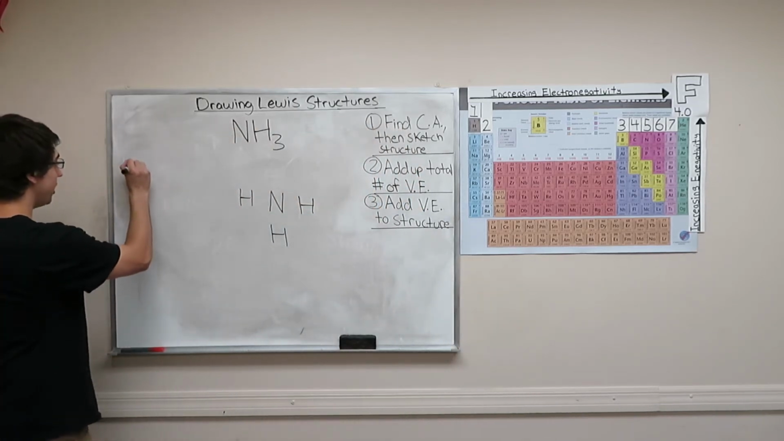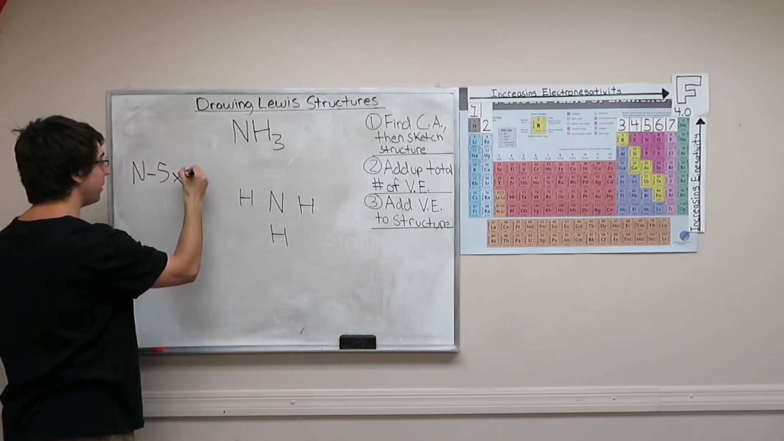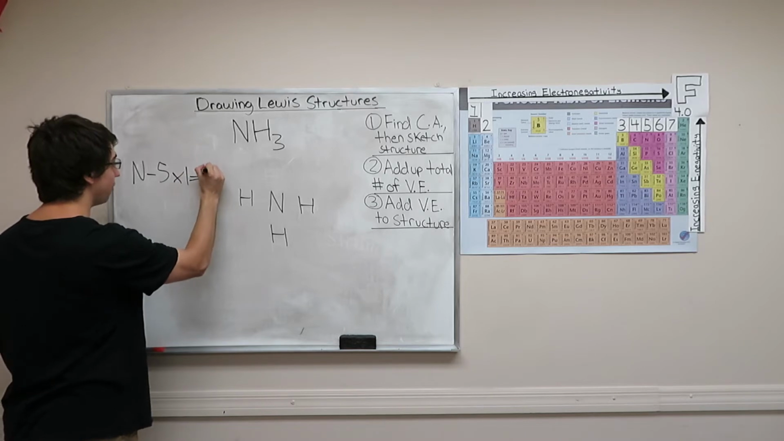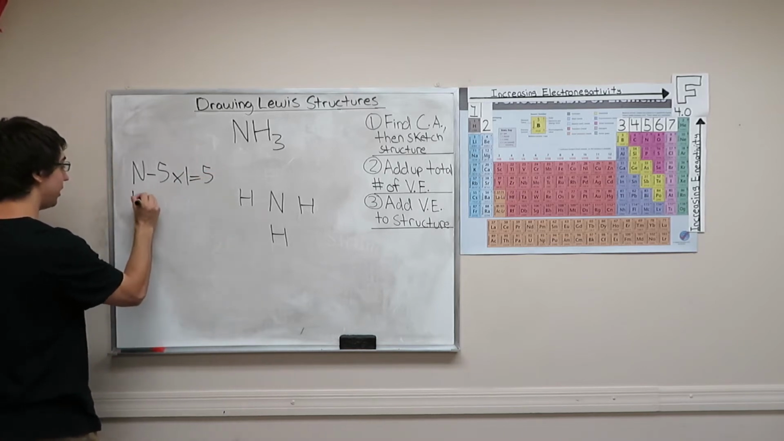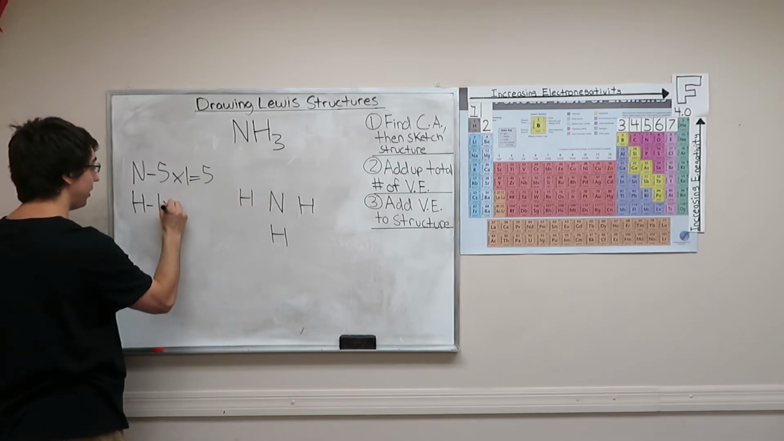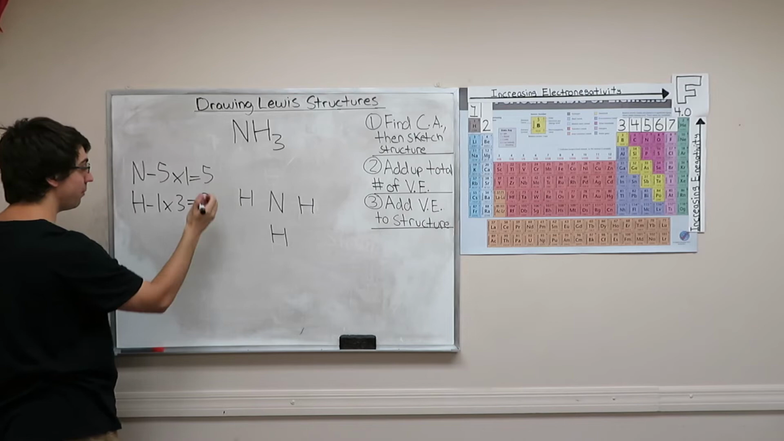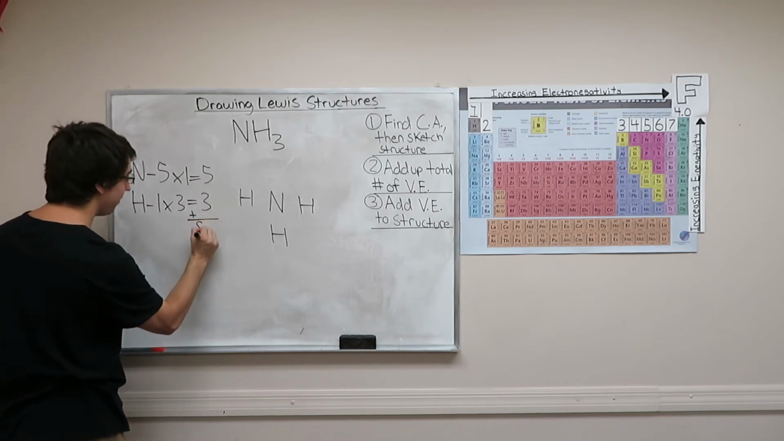So we have nitrogen, we know it has 5 valence electrons, and here we only have 1 nitrogen. 5 times 1 equals 5. We have hydrogen. Hydrogen has 1 valence electron, and we have 3 hydrogens here, and 1 times 3 equals 3. We need to add this total up. 5 plus 3 is 8.